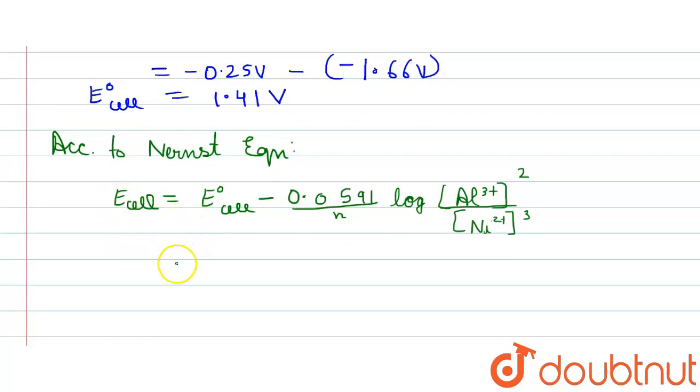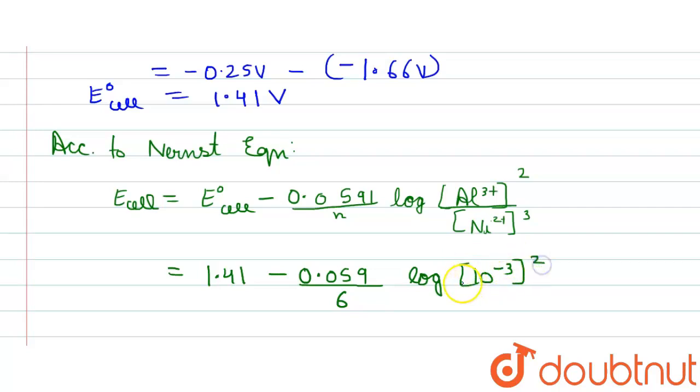So if we put the values that we have calculated, E naught cell is 1.41 volt and minus of 0.0591, and the number of electrons exchanged in this reaction is 6. So n will be 6, and log of concentration of aluminium 3 plus given to us is 10 raised to power minus 3 raised to power square, and below for the nickel the concentration given to us is 0.5, so raised to power 3.